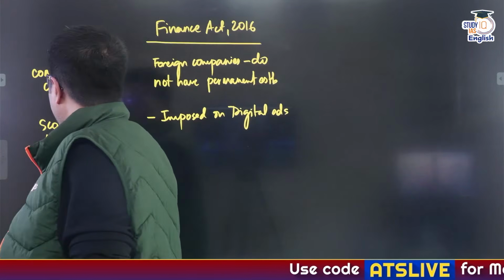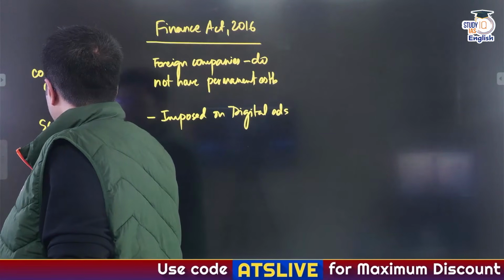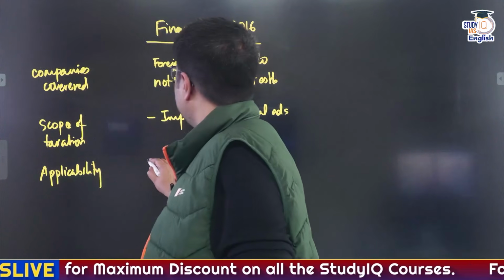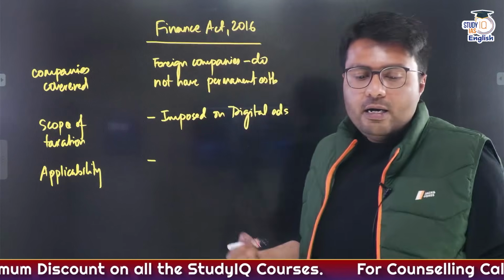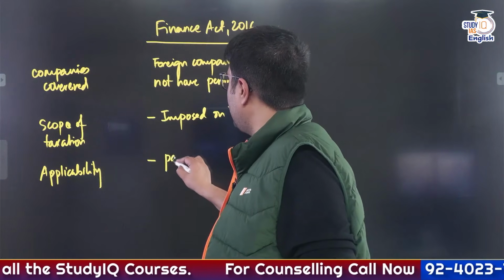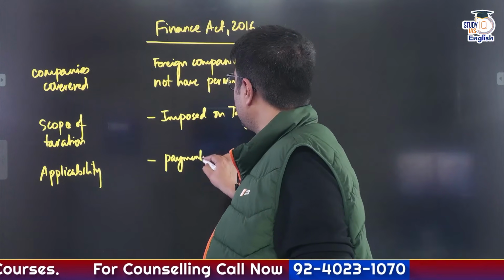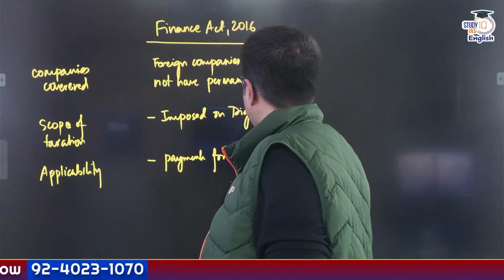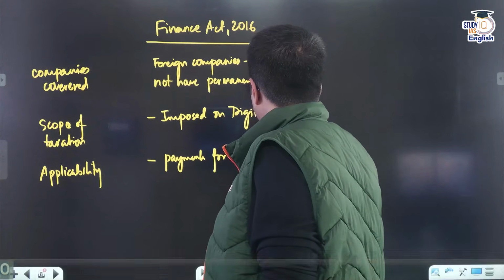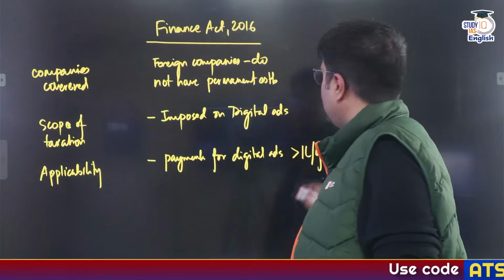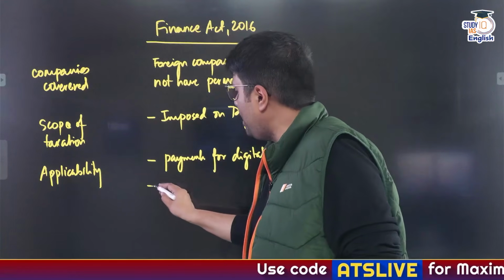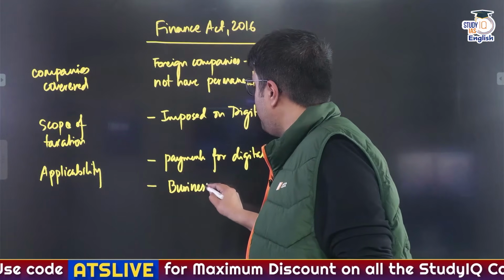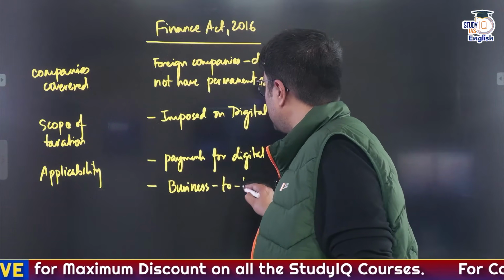Now, on which companies was this tax applicable? That is also very important. The companies who were delivering or receiving payments for digital ads which amount to more than 1 lakh rupees every year were required to pay taxes, but these payments have to be made only when it is between a business and another business.